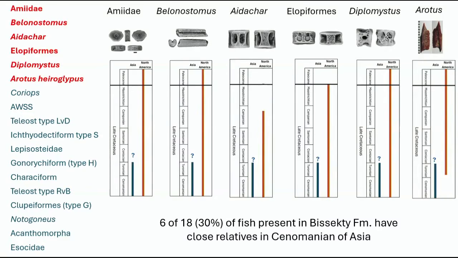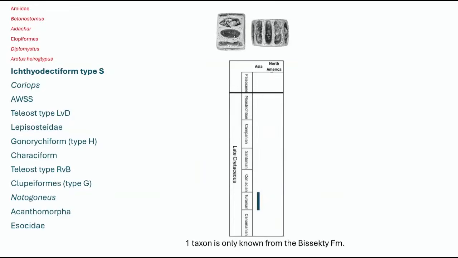So 70% of the fauna in Uzbekistan are not known to occur in Asia prior to the Turonian. This will certainly become less with more work, but it's certainly a major faunal change. So of those 70%, one of them is endemic, only one. So that's clearly indicating that there are strong connections between Asia and North America.